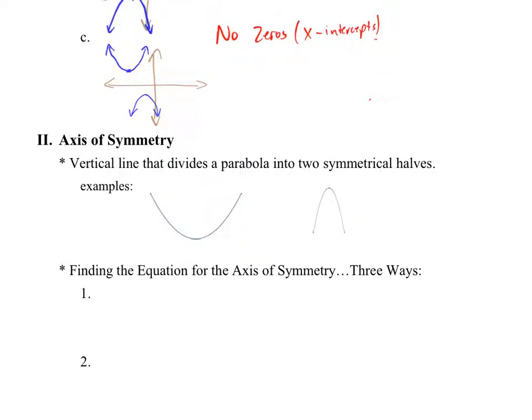So when we're finding these zeros, sometimes you'll have one answer, sometimes you'll have no answer, sometimes you'll have 2 answers. Is it possible to have 3? No. Nope. Not possible to have 3.